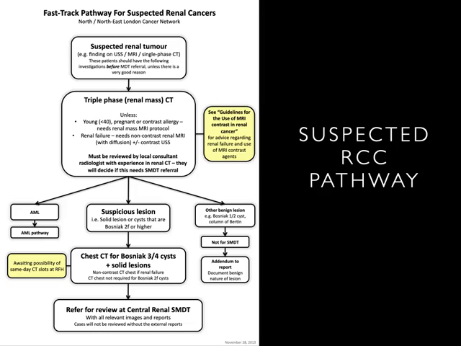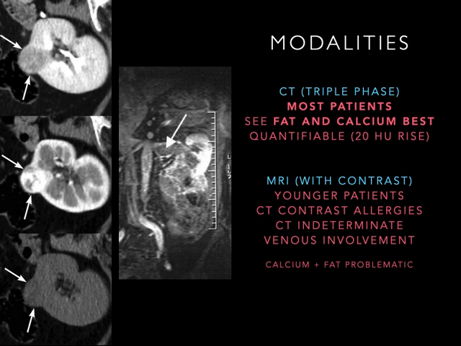So let's look at what we're doing here. So the modalities we're looking at. Why triple-phase renal CTs? Well, we use it in most patients because it's the best thing to reliably see fat and calcium. And it's the best thing to quantifiably measure enhancement to see whether it is proper enhancement or pseudo-enhancement. So if you can confidently say there's enhancement, you're a bit more suspicious that it's nasty. And if you think there's fat, then you're more likely to think it's benign. And calcium, we've talked about before, why that's useful.